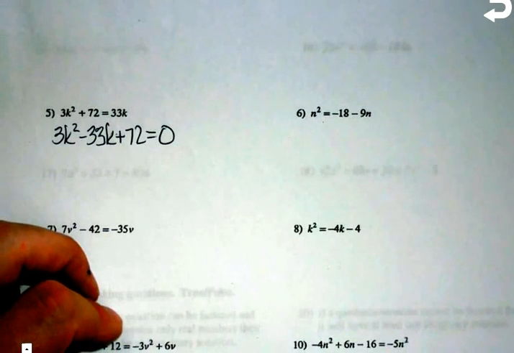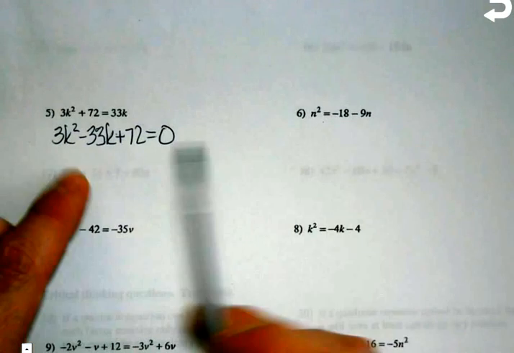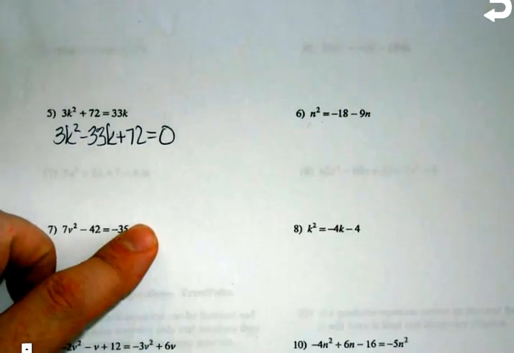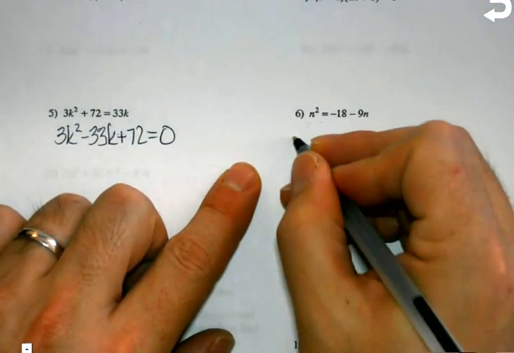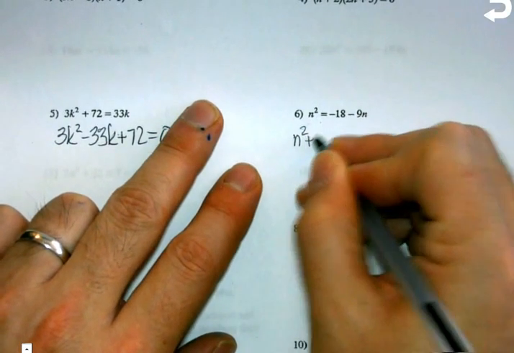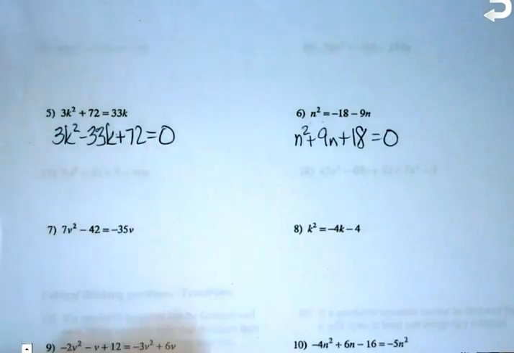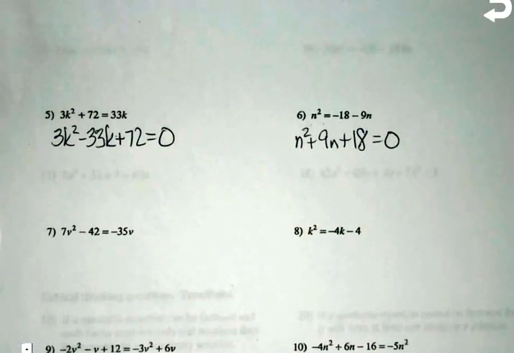You want to avoid negative squared terms. So for instance, I'd still have to factor 5, but if I was doing 6, I wouldn't want a minus n squared, because if you have negative n squared, that gets hard to work with. You want to bring everything to the squared side. So add the 9n over, add the 18 over, and get your equals 0, and factor it. But always, always, always keep that squared term positive, because otherwise it becomes a real pain in the butt.